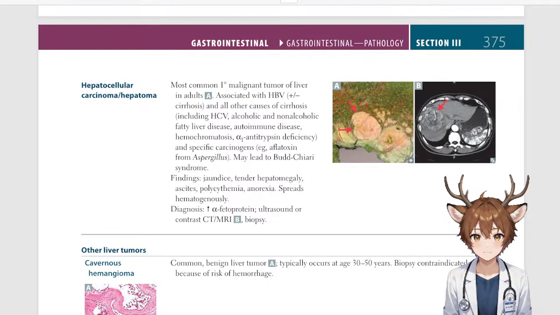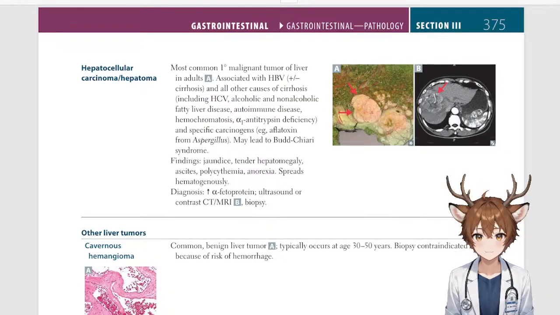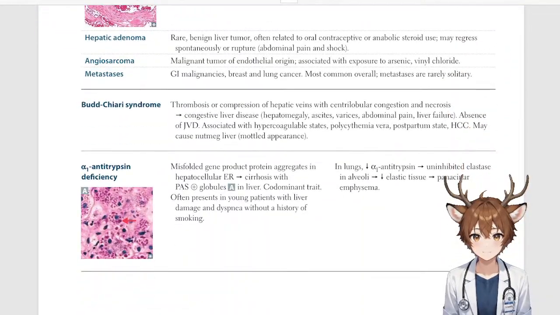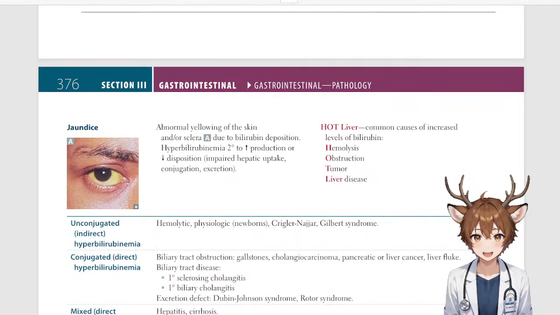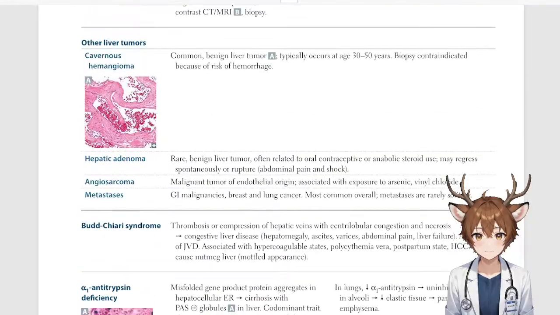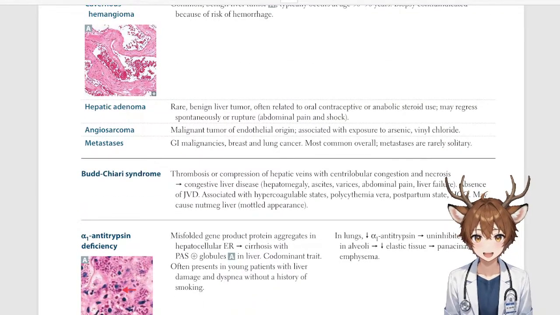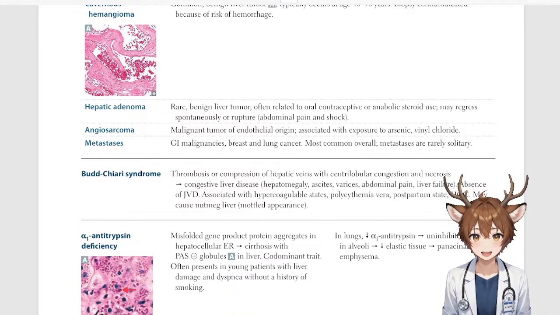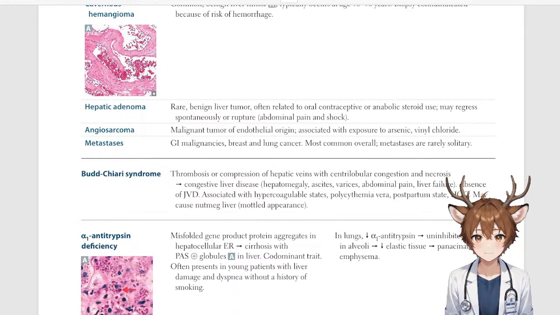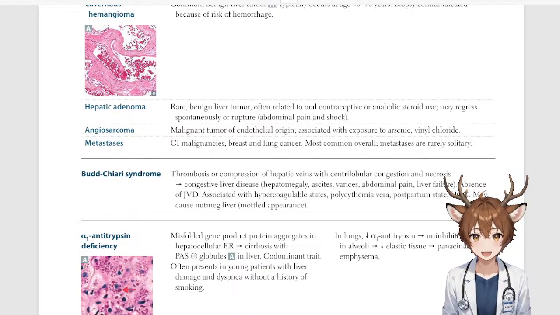Then we're going to go into hepatic angiosarcoma, which I don't think I have in this PDF, but let me read it out. Hepatic angiosarcoma, rare malignant tumor of endothelial origin associated with the exposure to arsenic, vinyl chloride. Then we have metastasis, most common malignant liver tumors overall.